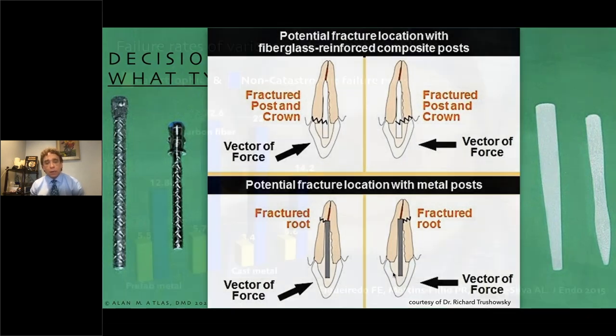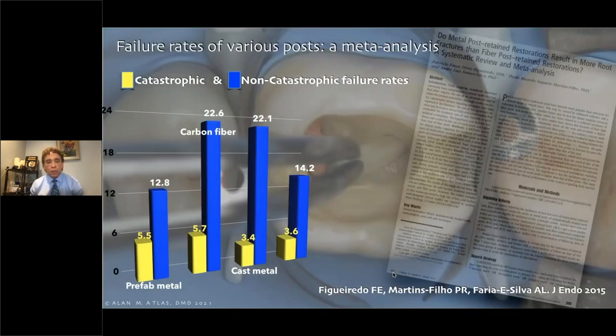And we see this is a meta-analysis done in 2015 comparing prefabricated metal posts, carbon fiber posts, cast metal posts, and regular fiber posts.